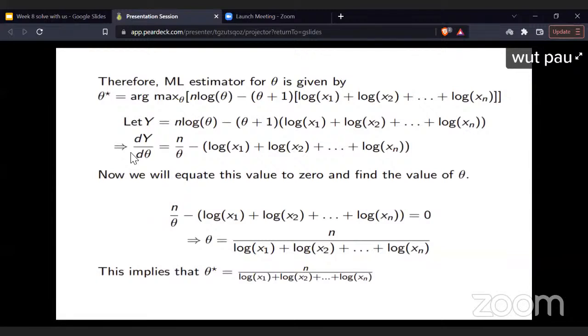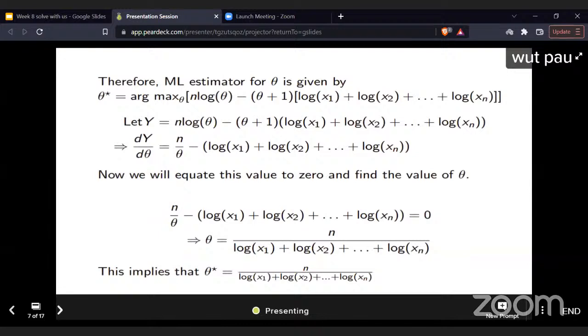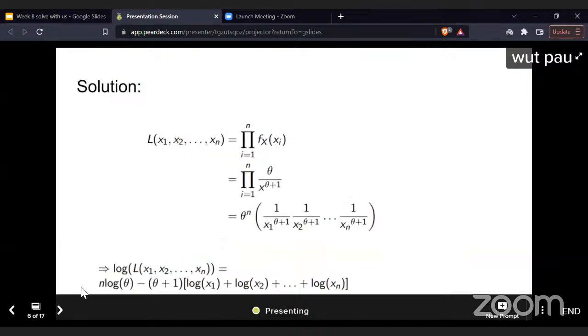So what we are doing here is differentiating our log likelihood function, that is n log theta minus theta plus 1 times log of x1 plus log of x2 up to log of xn. We are differentiating this log likelihood function with respect to theta. Once you differentiate it, what will you get?